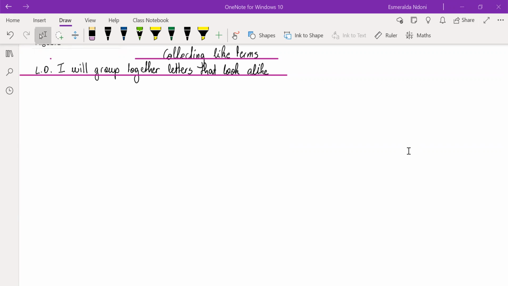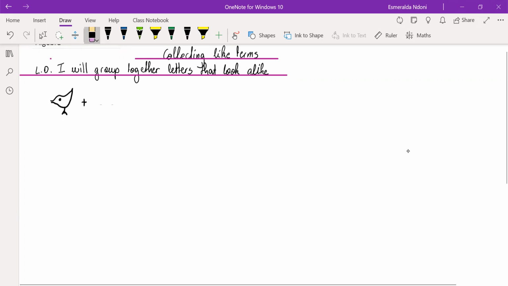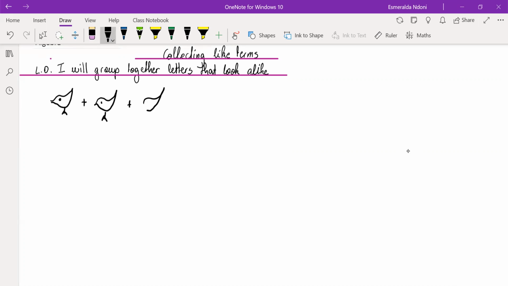Collecting like terms is part of algebra. And algebra is the part of maths where mathematicians agreed to represent things with letters for easy calculations. For example, if I am to draw a bird, this is a bird, I'm going to give it some legs, and then I have another bird. This bird looks really dreadful, so I'm going to restart. There. And then another bird that comes in.